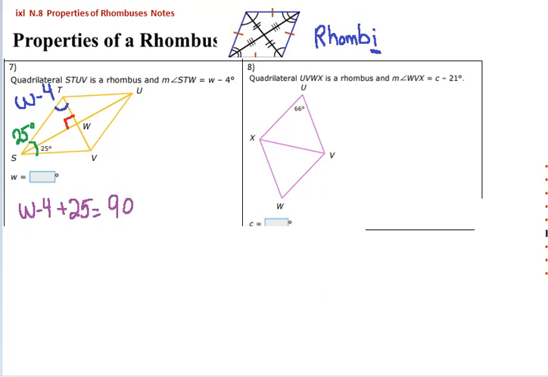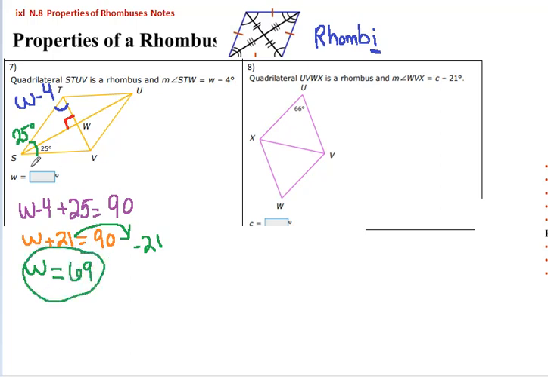Add your like terms. So we have W plus 21 equals 90. And now we want to get W by itself, combine these like terms by moving that one over there. When it moves over there, it's a negative, so you're really thinking zoop, negative 21. So it's 90 minus 21, which gives us 69. So W is 69.